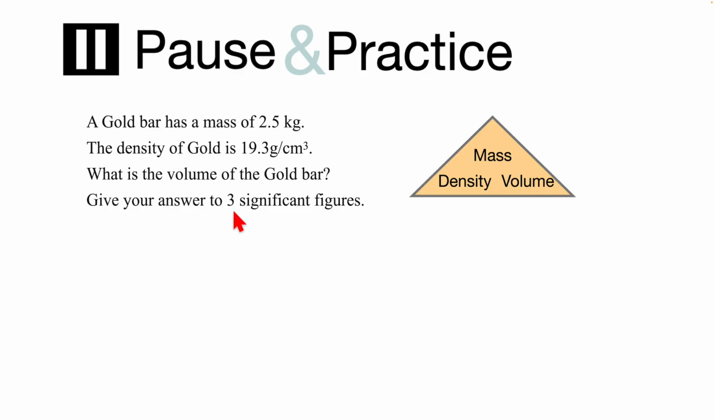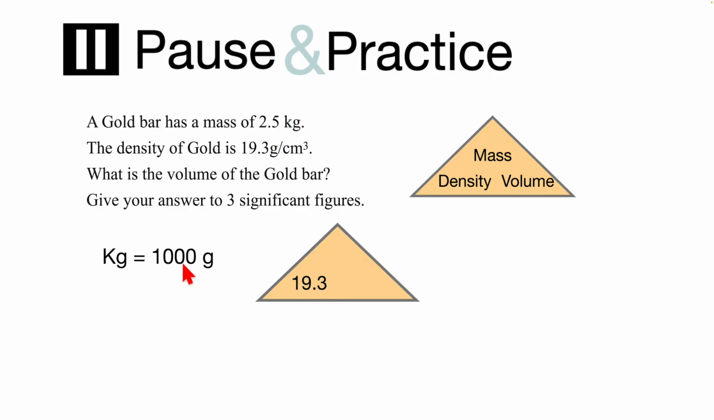Density is mass divided by volume. What is the mass? Oh, we're in 2.5 kilograms. We know a kilogram is 1,000 grams. So 2.5 kilograms is 2.5 times 1,000 grams. And the reason I've got this in grams is because this is in grams. This is in grams. This is grams per cm cubed.